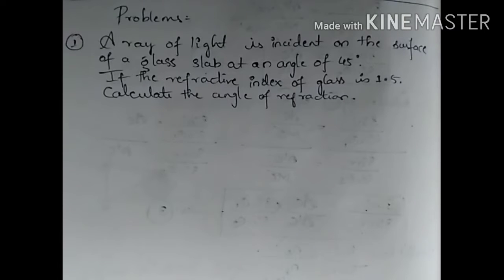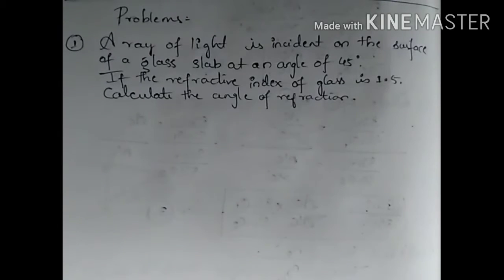Here N1 is the refractive index of the first medium, H1 is the height of the object, N2 is the refractive index of the second medium, and H2 is the height of the image that is formed after the refraction of light from the spherical refracting surface.